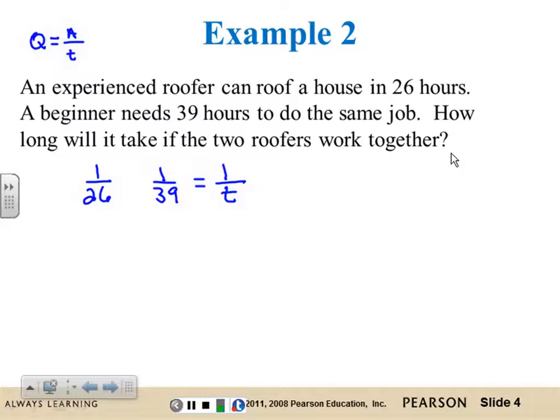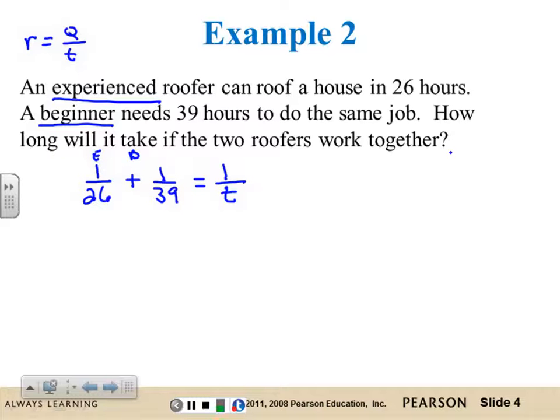Well, if they're working together, then we can add their rates together. So the rate is equal to quantity over time. So we're talking about one roof in how much time. And we have two different people. We have the experienced roofer and we have the beginning roofer. And so here's the experienced roofer and here's the beginning roofer.